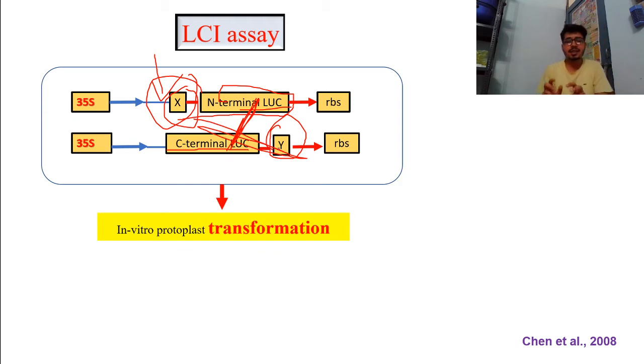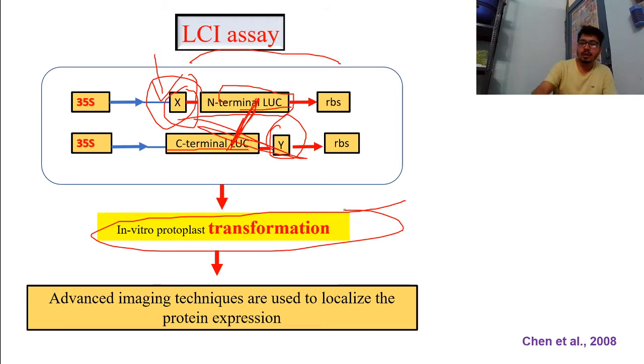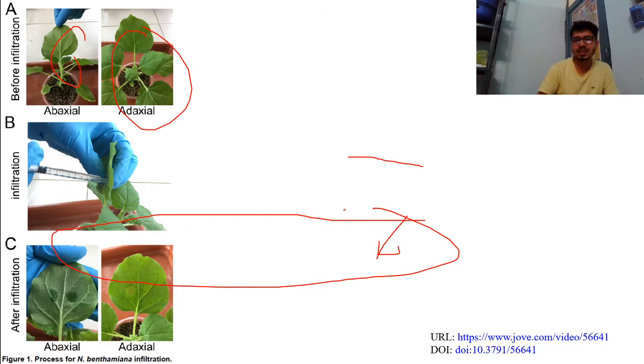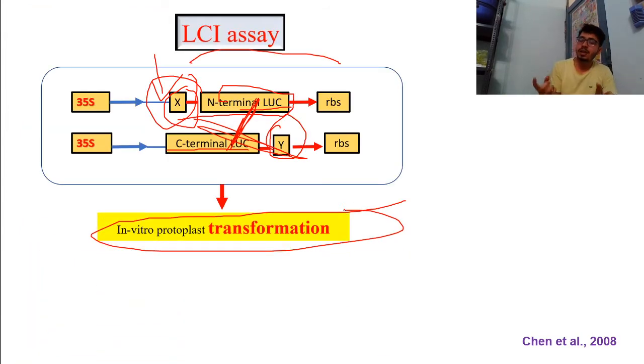In this, you will do in vitro protoplast transformation, because you have to transfect with this N-terminus and C-terminus cassette. Then you will localize the protein expression. In vitro protoplast transformation, is it a stable transformation, or, in this slide, a transient expression? Here we are doing transformation for the study. So this is protoplast transformation.